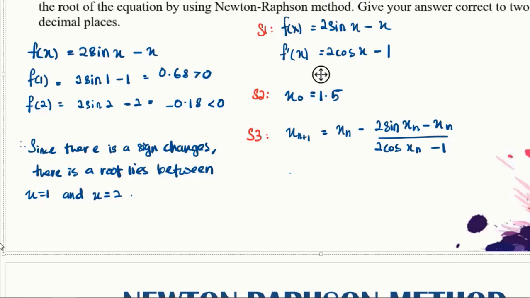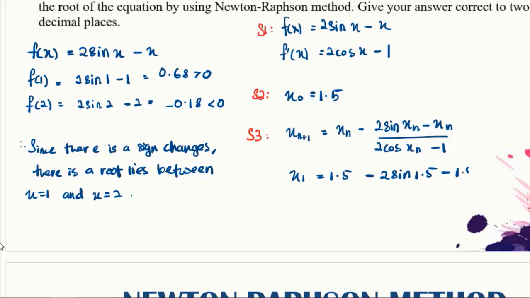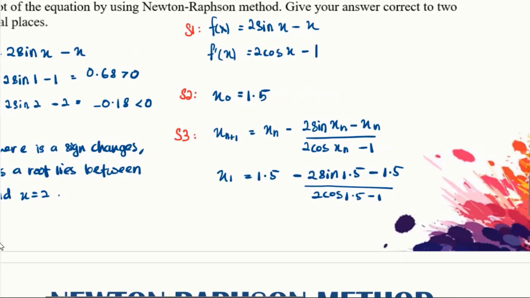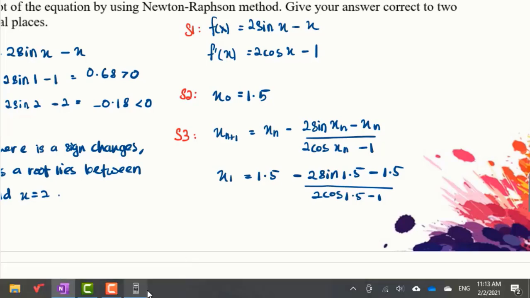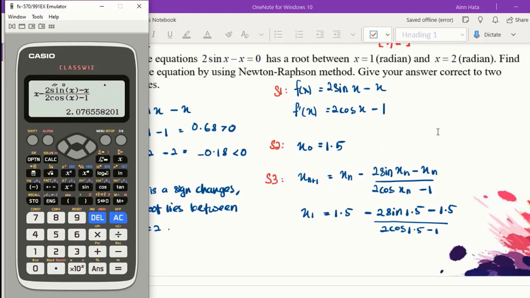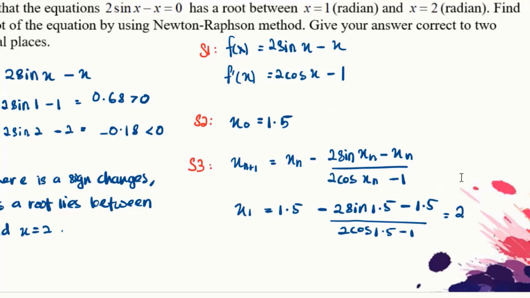So we will have x1 equals 1.5 minus (2 sin 1.5 minus 1.5) over (2 cos 1.5 minus 1). The answer here, as we get from our calculator, is 2.0765. The question asks for 2 decimal places, so we have to give one extra here. So this should be 2.077. That is our first iteration.